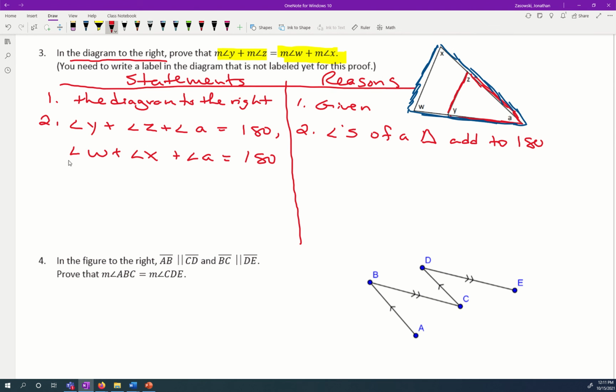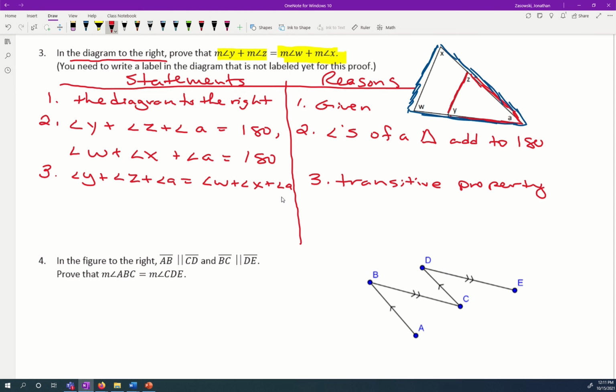And Bentley, now that we have these two equations that are equal to 180, what do I want to do with them? Yep, the transitive property. And what does that let us do, though? Good, angle y plus z. Good. So all we're basically doing is just setting the equations equal. Perfect. We can set those equations equal to each other.